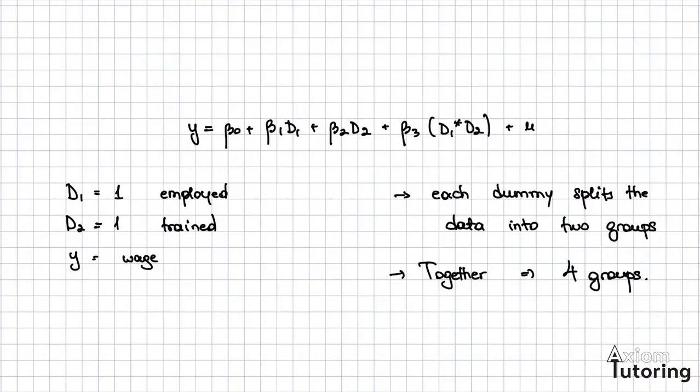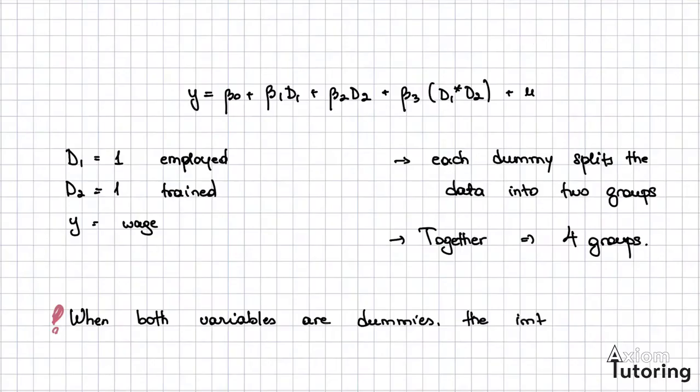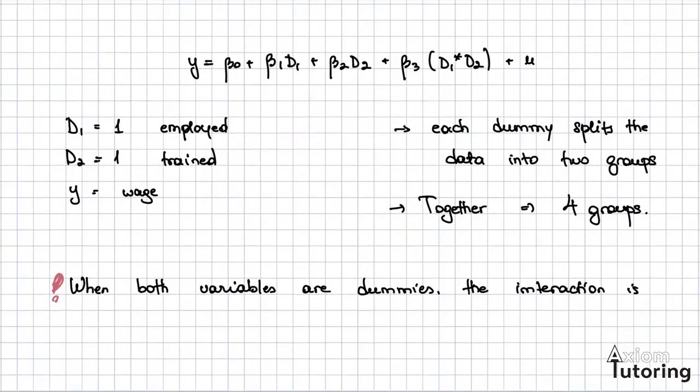Okay? Now, keep in mind, and keep that also as a key takeaway, when both variables are dummies, zeros and ones, the interaction is also a variable in itself, just a dummy.